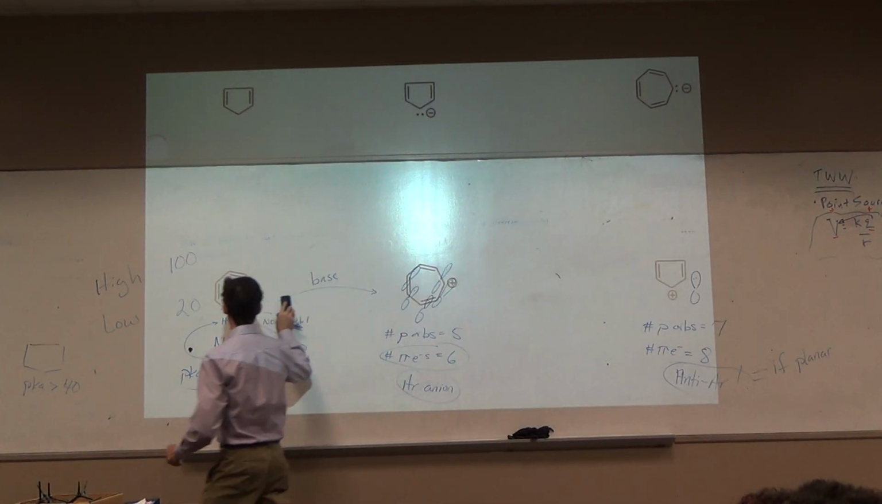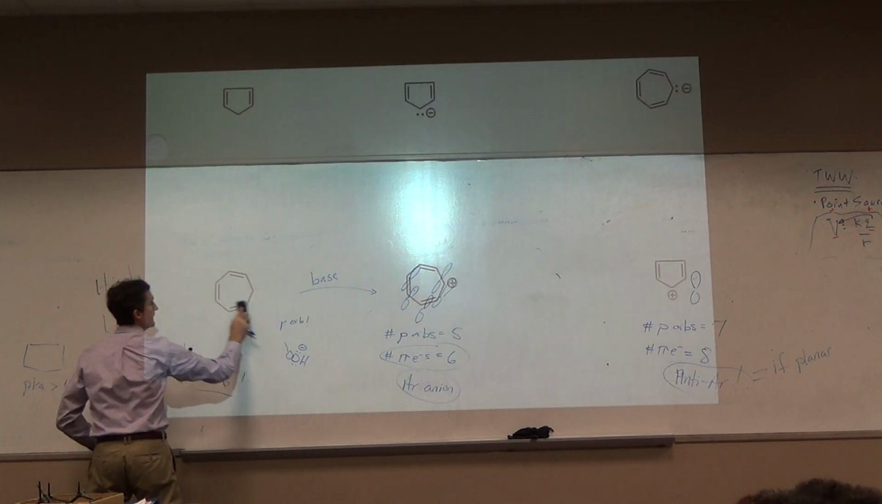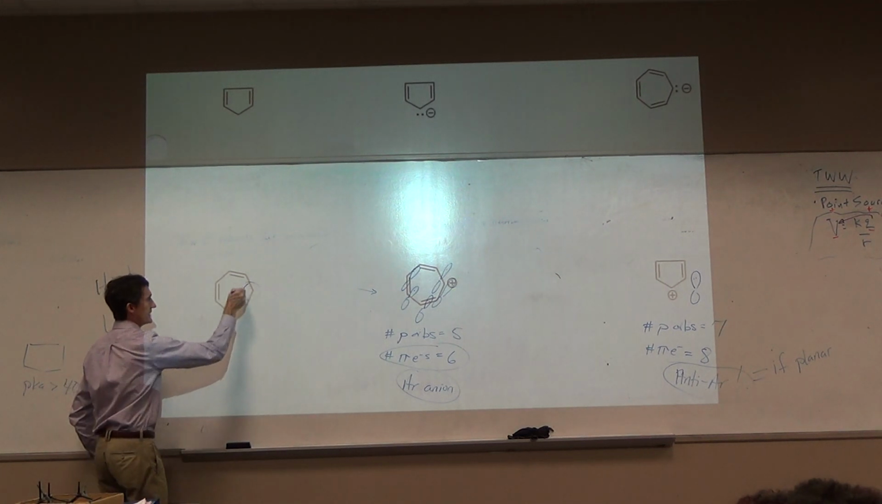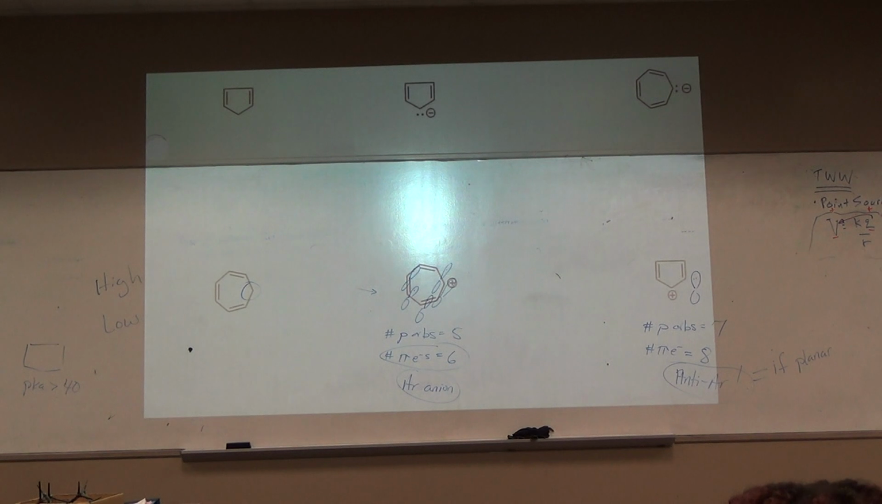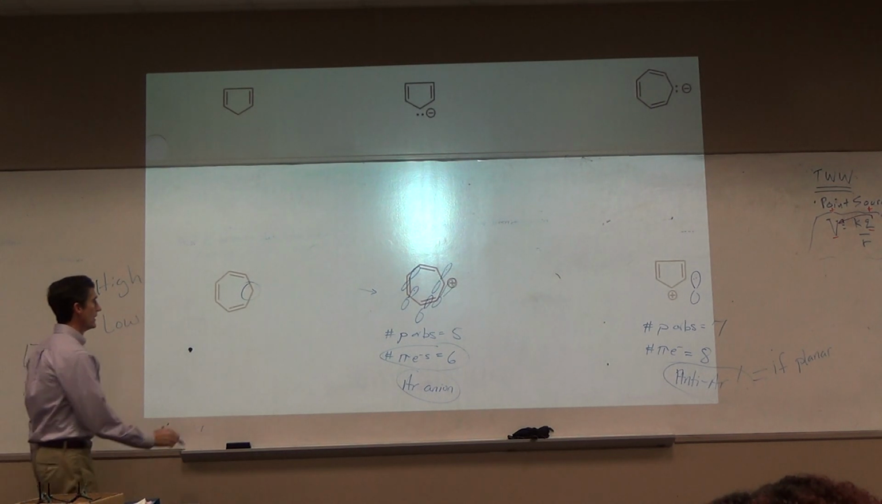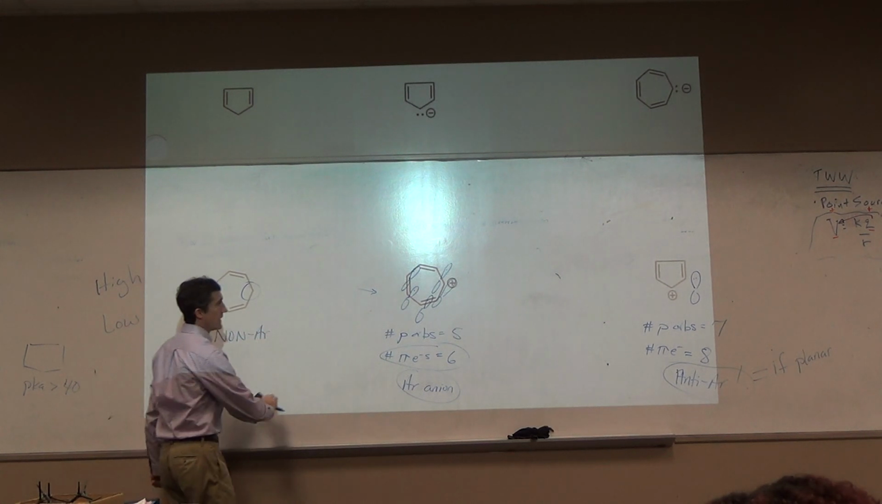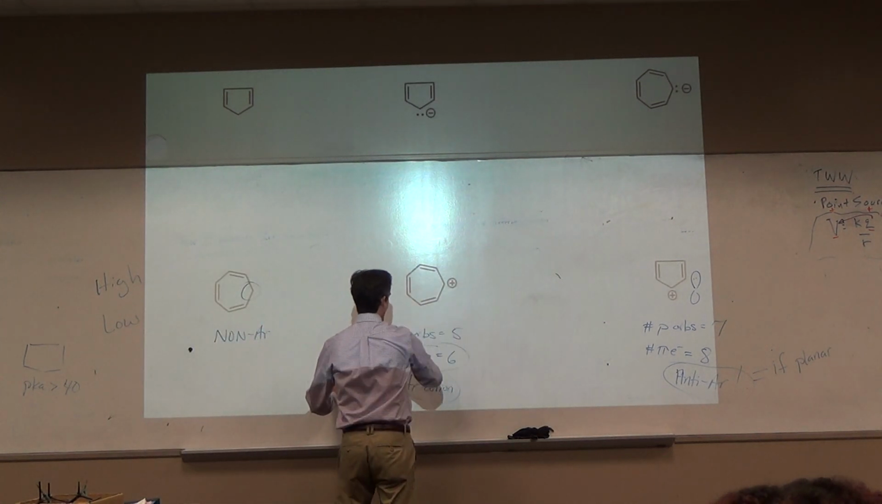How about the first compound? It's not a cyclic conjugated system. We have an sp3 carbon, no p orbital. Game over. Nope, not a cyclic conjugated system. All right? Non-aromatic. Well, how about the cation?